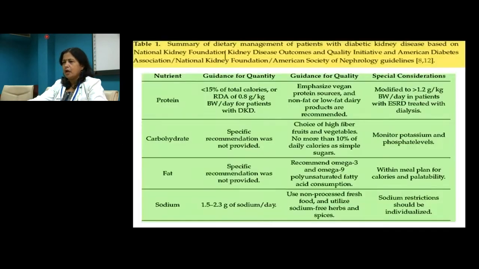This is the summary of dietary management of the patient with diabetic kidney disease. That means the protein is 15% of total calories, or RDA of 0.8 gram per kg per day per ideal body weight. For the patient with DKD, carbs should be specifically recommended according to individuals. Fat is also according to individual diet history or weight and activity level, and sodium should be 1.5 to 2.3 gram of sodium per day.